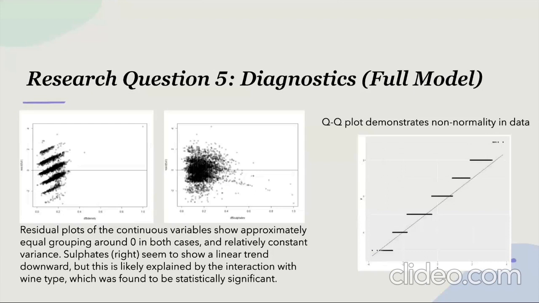Next, the QQ plot on the right side indicates that while the data does follow a general trend of the 45-degree line upward, there's still a significant non-normality in the data.